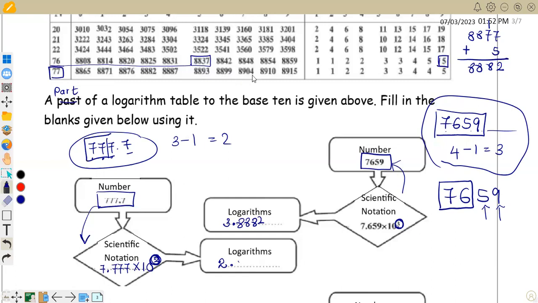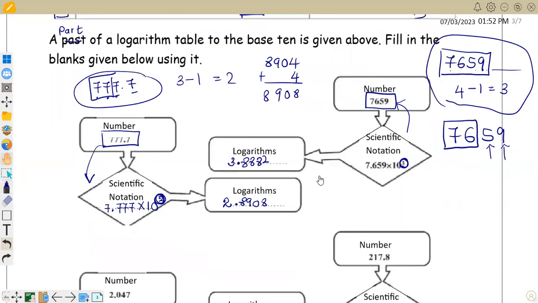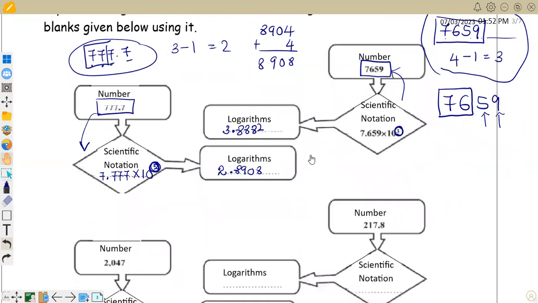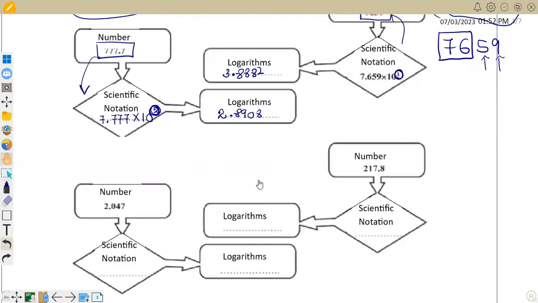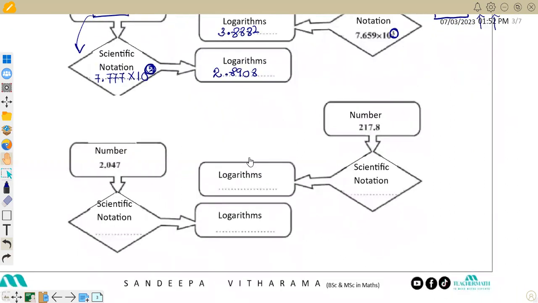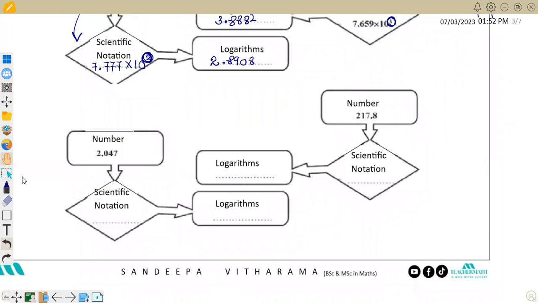This is the 7th column. That means 8904. In the mean difference, it is 4. Then add 4 plus 4, it's 8908. That means mantissa is 8908. That means logarithm of 777.7 to the base 10 equals 2.8908. Okay, another number is given.